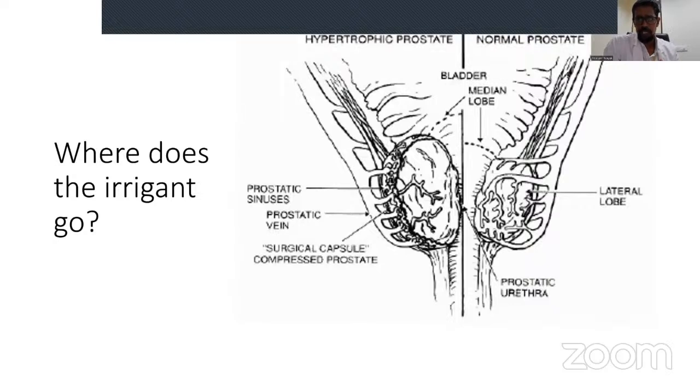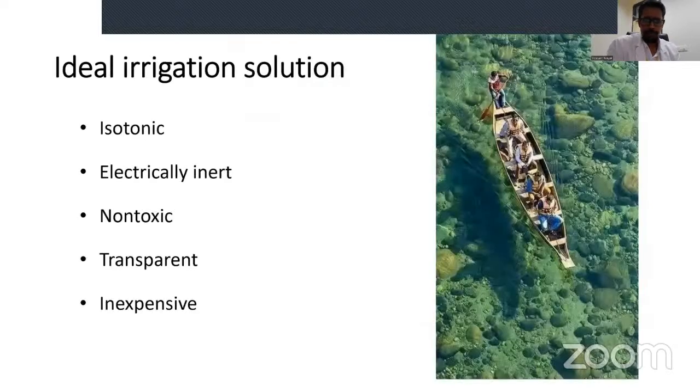Where does this irrigant go? Irrigant gets absorbed in the prostatic venous sinuses into the prostatic veins. It can go through the breaches of the prostatic capsule or the pseudocapsule into the interstitial tissue, into the retroperitoneal, into the extraperitoneal, or sometimes even intraperitoneal space. If there is intraperitoneal injury or rupture, it can get absorbed intraperitoneally. So these are the various places where this fluid gets absorbed, and from there is systemic absorption, leading to a significant overload of fluid as well as hyponatremia.